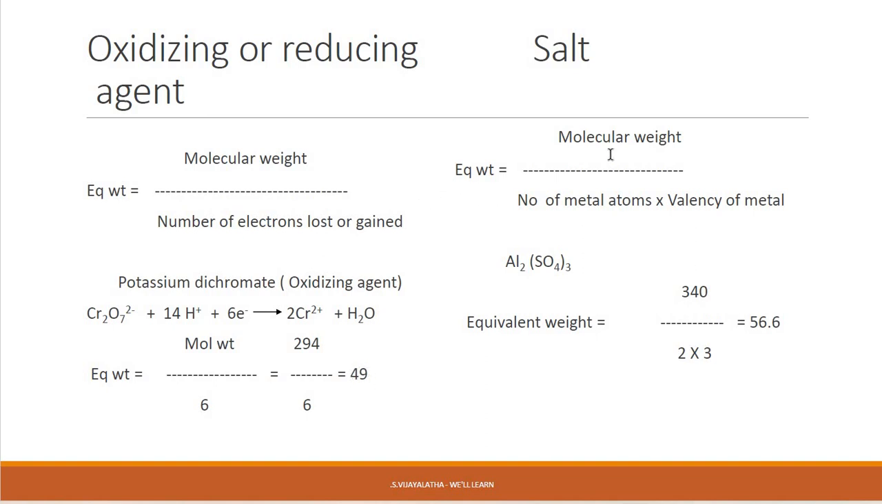For a salt, it will be molecular weight divided by the number of metal atoms times the valency of the metal. So if you take the case of aluminium sulfate, the molecular weight is 340. We have 2 atoms of aluminium and the valency of aluminium is 3, so 2 times 3. So 340 divided by 6 is 56.6.